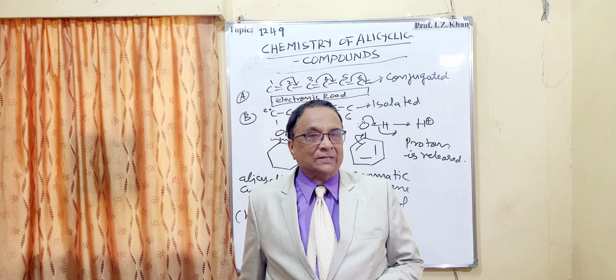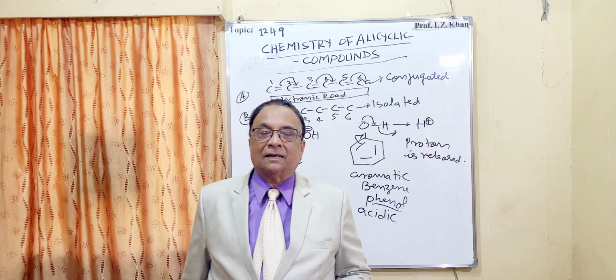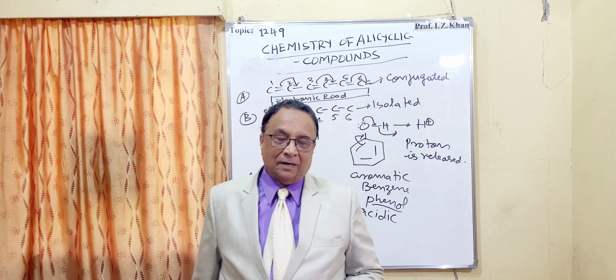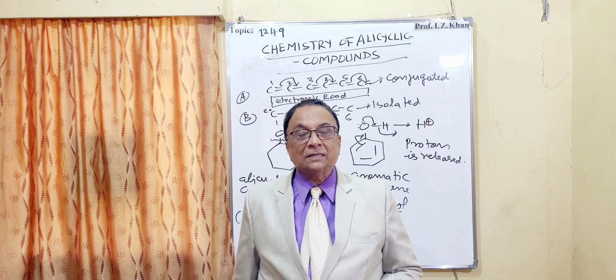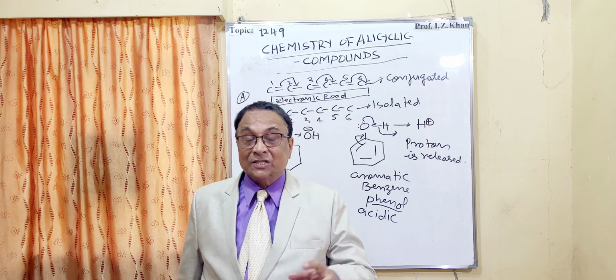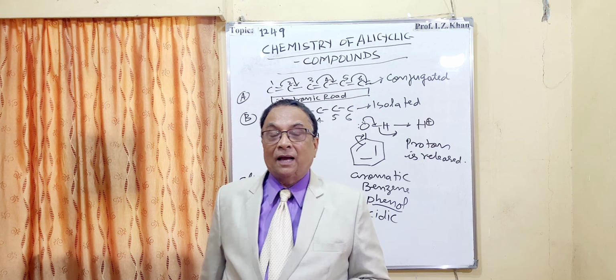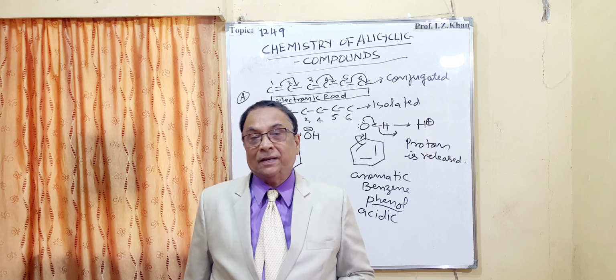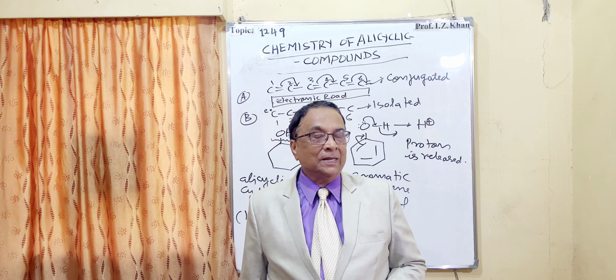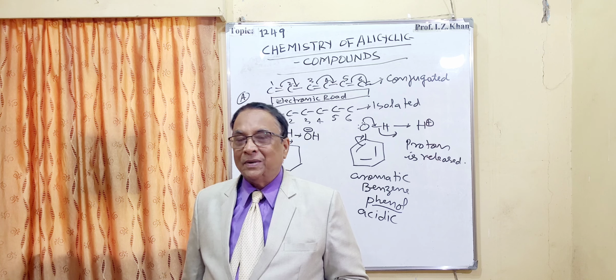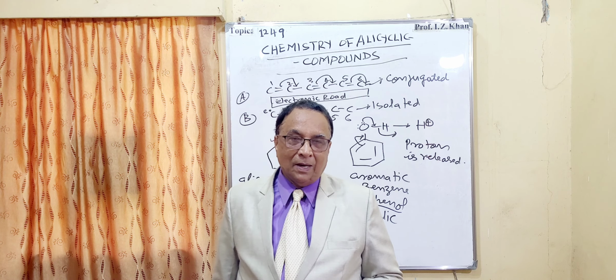So with this I will stop here, and in the next lecture I am going to discuss the exceptional behavior of small rings and angle strain, and how to calculate that angle strain and how it plays a role in keeping the small ring, medium sizing or big sizing in stable form.